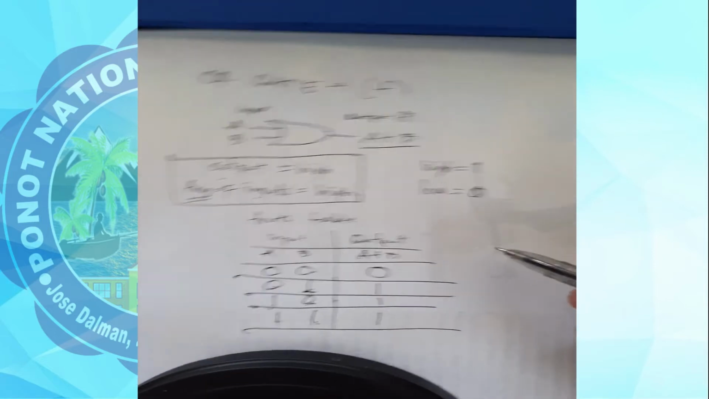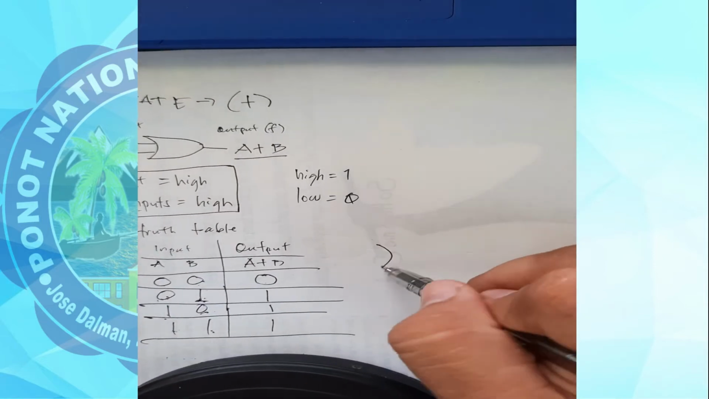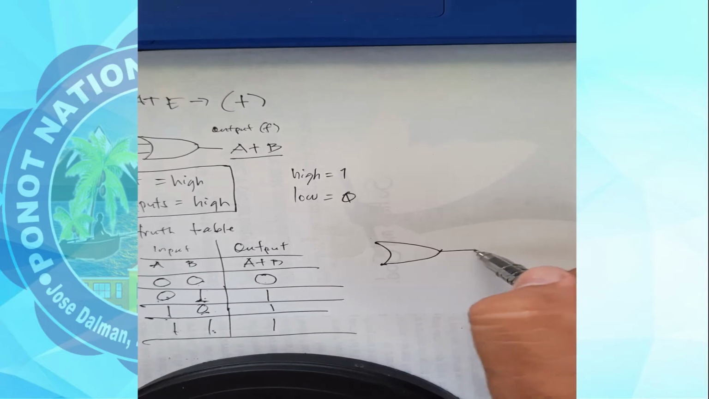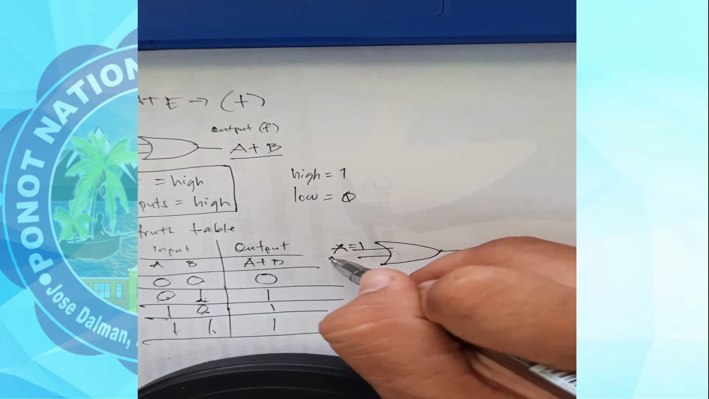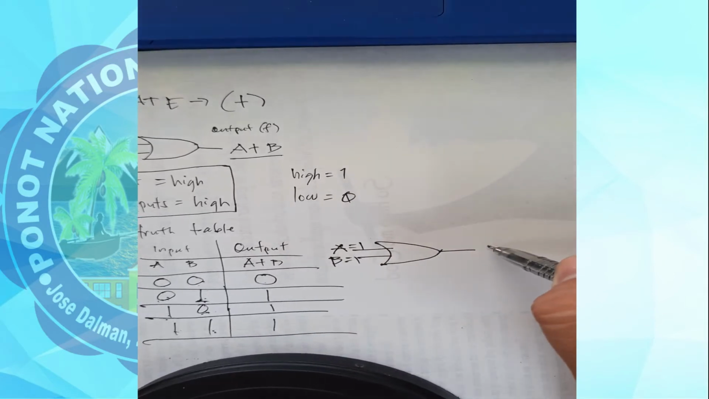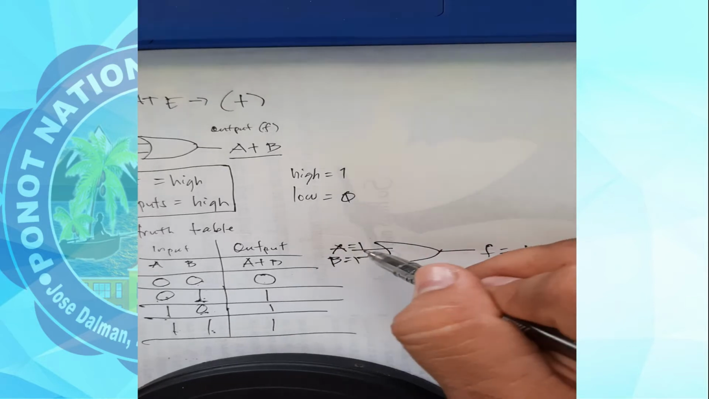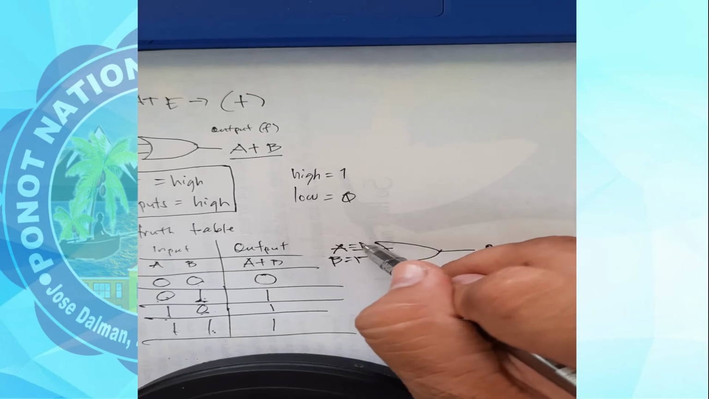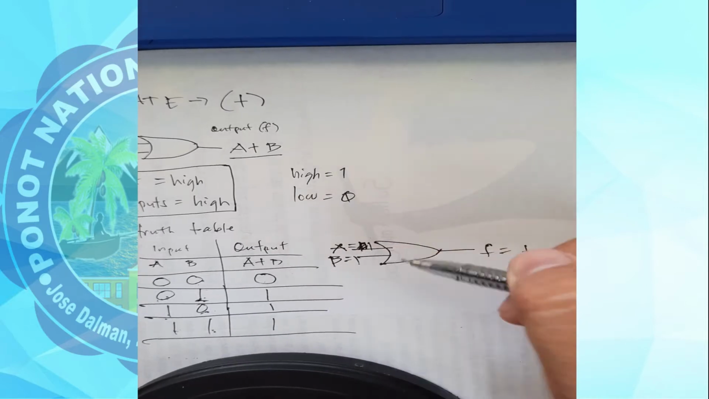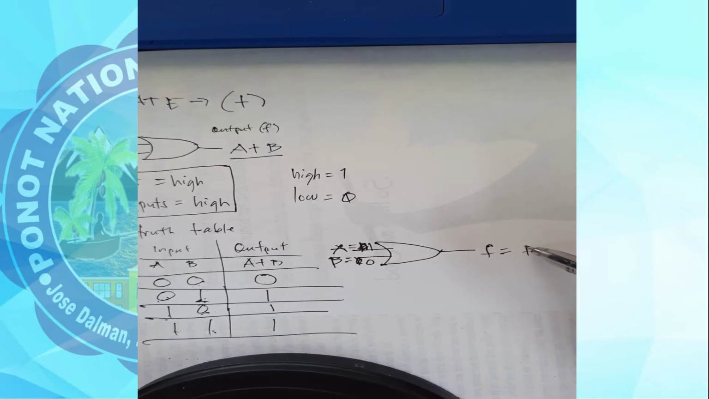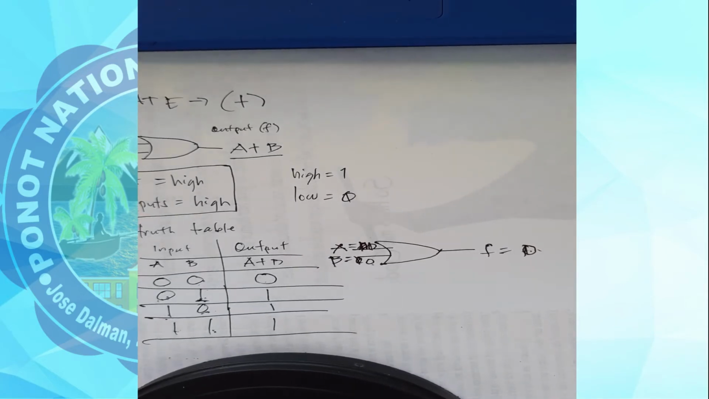So therefore, again, for our OR gate, say for example, A is logic 1 and B is logic 1. So your output here is logic 1. If A natin dito is 0 and B is 1, logic 1. If ito ay 1 at ito ay 0, that is 1. Pero kung ito ay 0 at 0, so this is 0. That is the logic of OR gate.